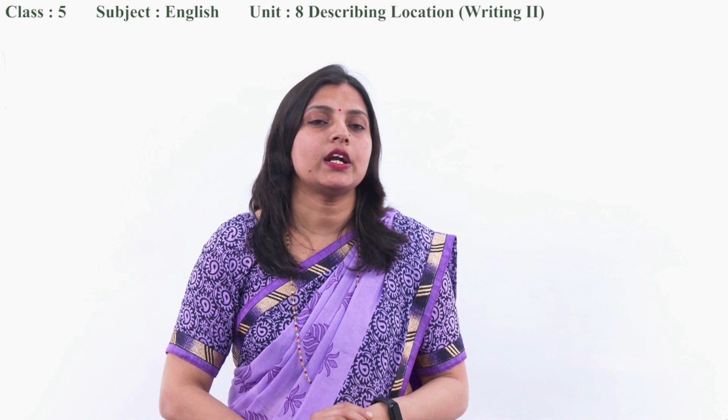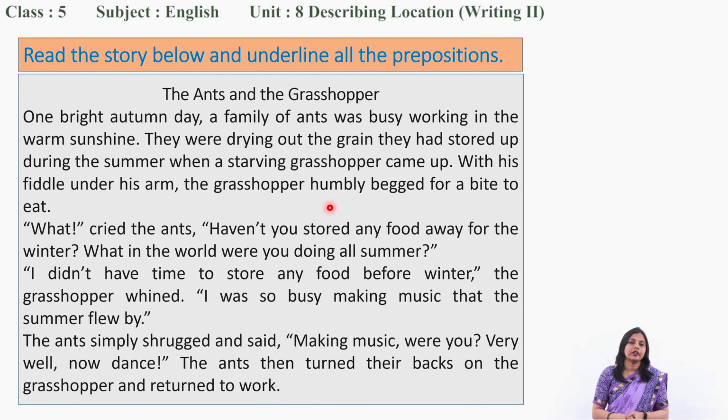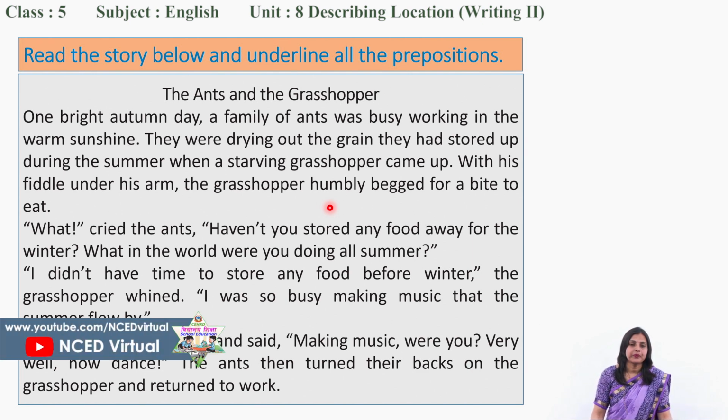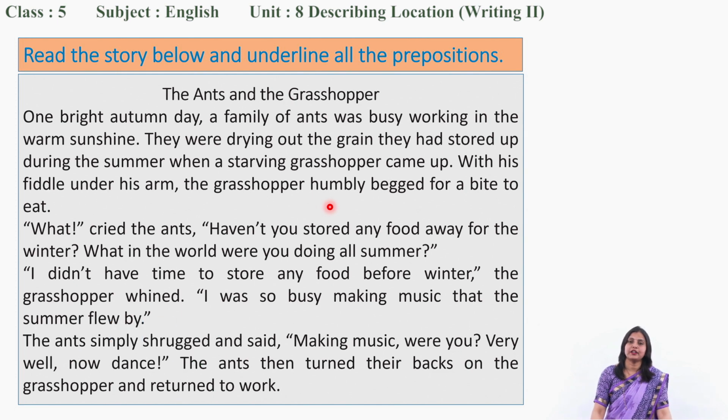Okay? Now what you have to do is, first of all, underline all the prepositions. We have already read prepositions in grammar part. Okay, so just underline the prepositions quickly. Okay, very good. Come on, hurry up. Okay, so have you done that? So tell me, are these the prepositions you have underlined? One bright autumn day, a family of ants. Here, of is preposition. Very good. Then, is there any prepositions in this first line?